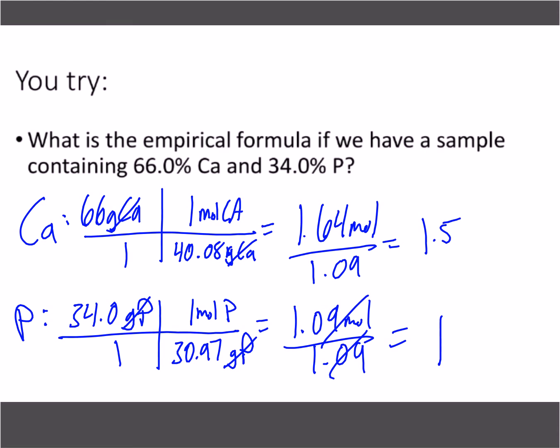Calcium is 1.5. Now is when you will multiply to get to a whole number. We're going to multiply each of them by 2, so we get 3 and 2. So that's how we get our final answer of calcium 3, phosphorus 2. So calcium phosphide is what you should end up with. All right. Don't forget to divide by small.